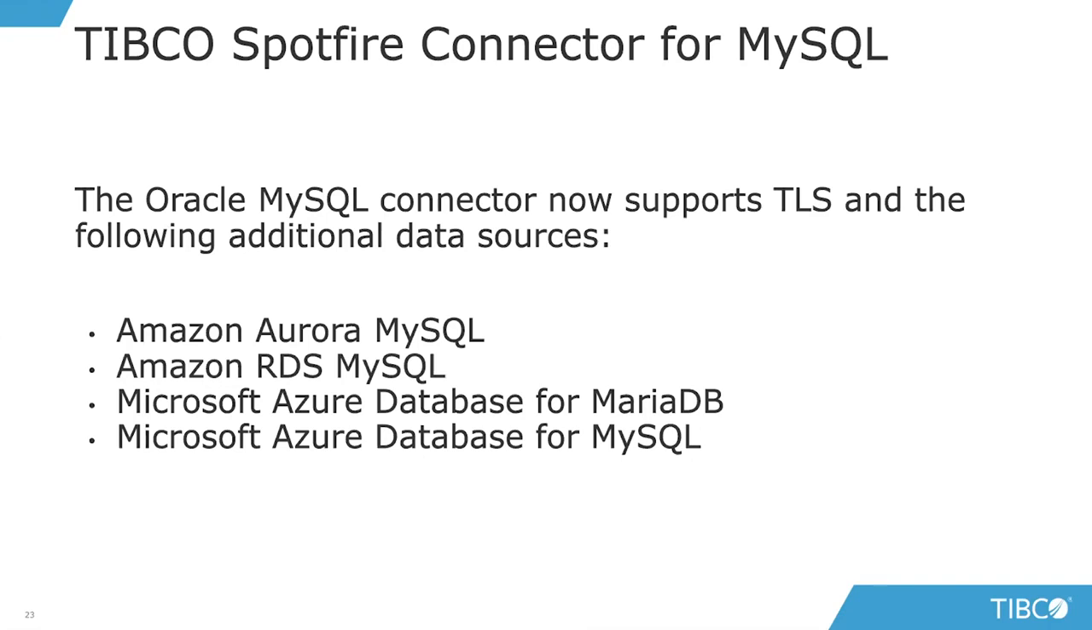Because TLS is something you really need and want when you're accessing data on cloud, because you don't want to send your data and receive your data over a public internet connection. So TLS is mandatory, and now we have that, which means we were able to test and verify that Amazon Aurora MySQL works, Amazon RDS MySQL also works, and two new data sources from Microsoft, Azure Database for MariaDB and MySQL. So really great to be able to push queries into these cloud data sources.